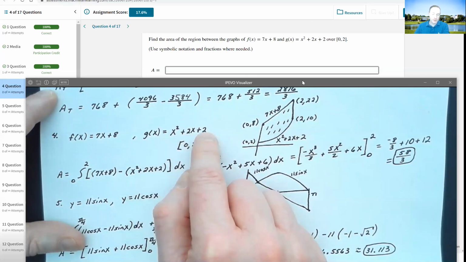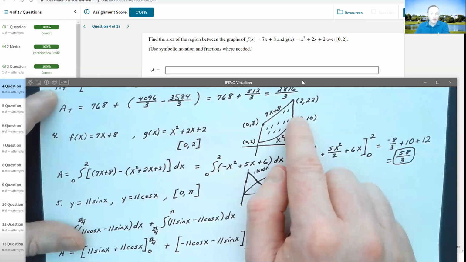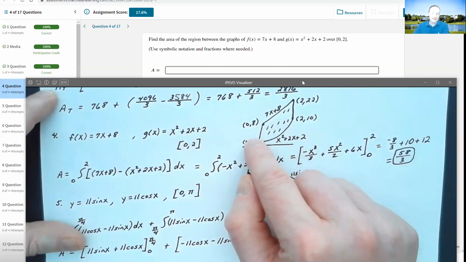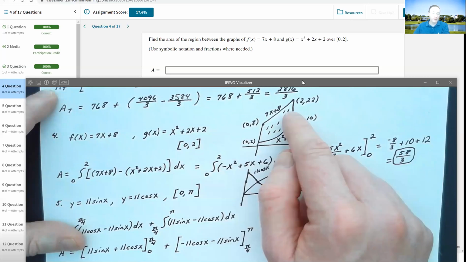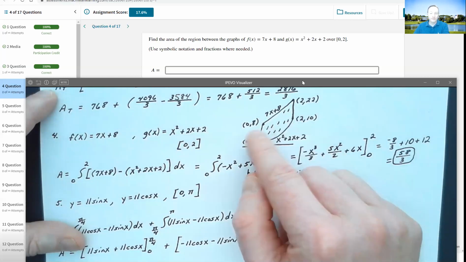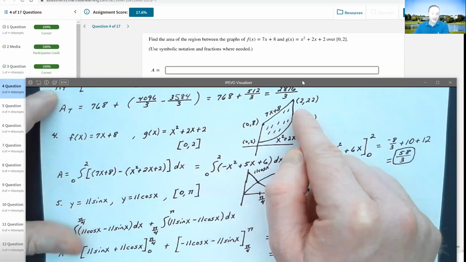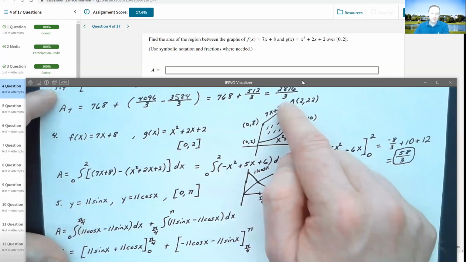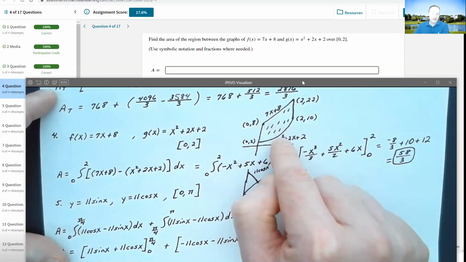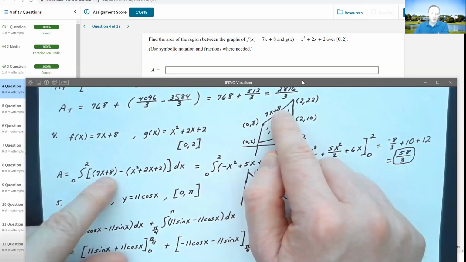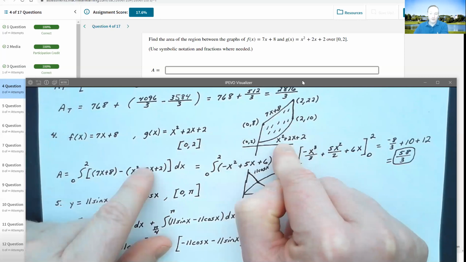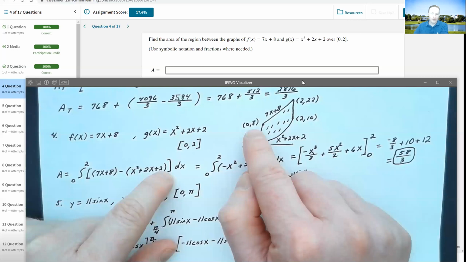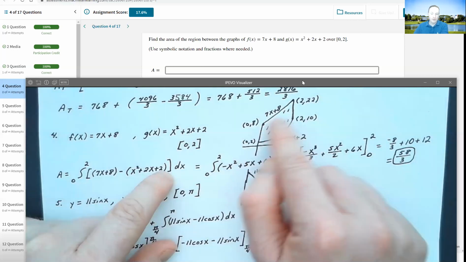It's just going to go up to the ordered pair (2, 10). Now the good news is that that tells you that this quadratic is the lower function, or the bottom function, throughout this entire interval from 0 to 2. So then I can say the area between the quadratic and the linear function is just going to be the top minus the bottom, 7x plus 8 minus the quadratic, x squared plus 2x plus 2. And that's going to be integrated from where the region begins to where it ends, 0 to 2.